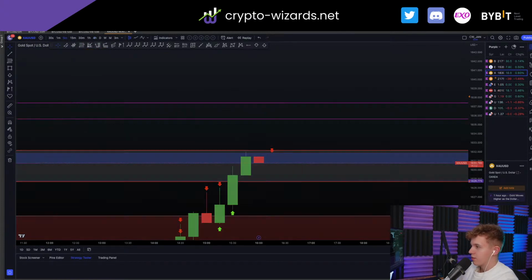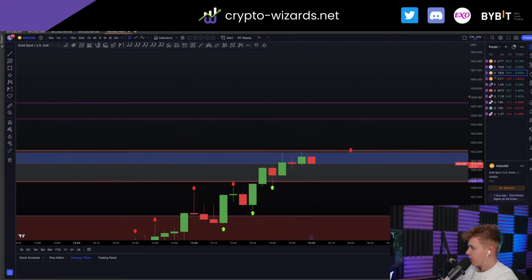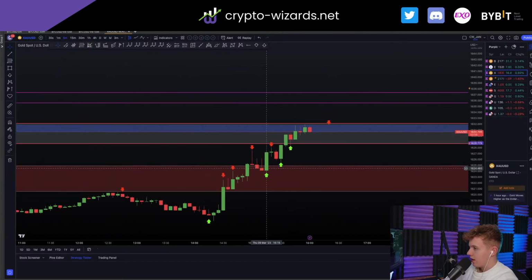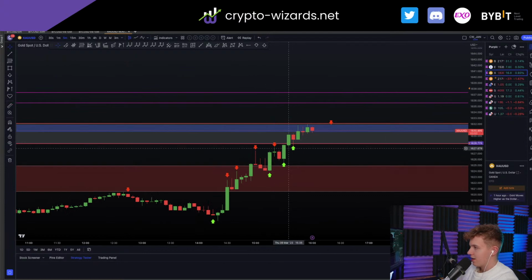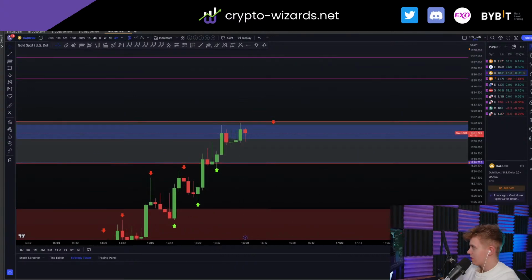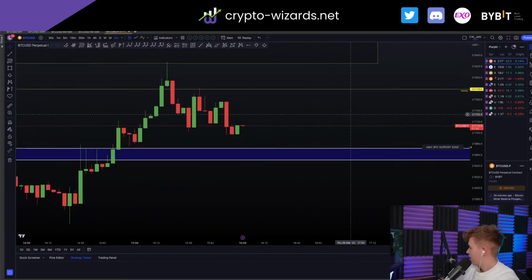If we can change the structure here, which right now the proper change of the structure on 5 minute is down there. All of this is quite a noise actually. On 3 minutes, could be this one. Yeah, this one. This would be the first. 1826 would be the first level that I would consider change of the structure.